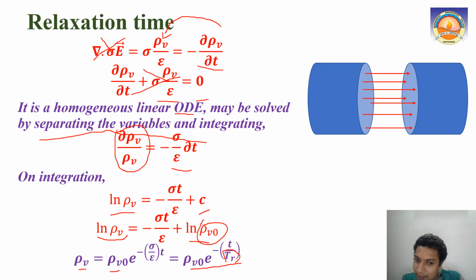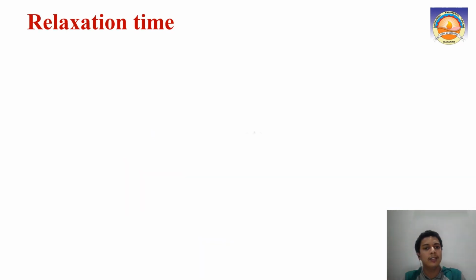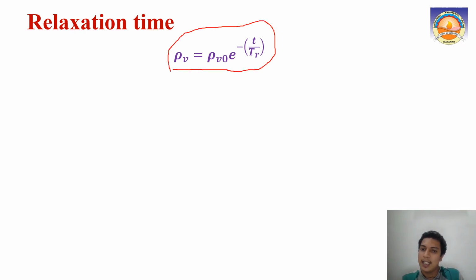Tr. Okay, this is the t. So ultimately our form of the equation is this: rho v equal to rho v0 e raised to minus t by tr. This tr here is called the relaxation time constant, or the rearrangement time. Okay, why is it so? Now let us get into this.